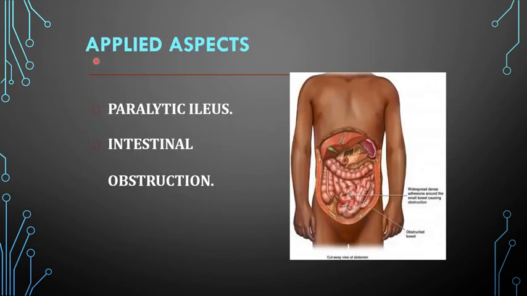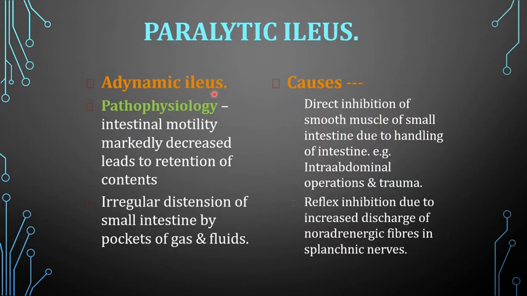In the applied aspects of small intestinal motility, we have paralytic ileus and intestinal obstruction. So what are these? We will see now. Paralytic ileus is also called adynamic ileus. The basic pathophysiology in this condition is that intestinal motility is markedly decreased, leading to retention of contents. There will be irregular distension of the small intestine by pockets of gas and fluids.